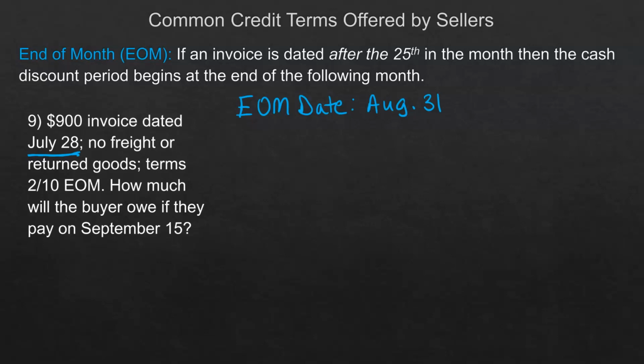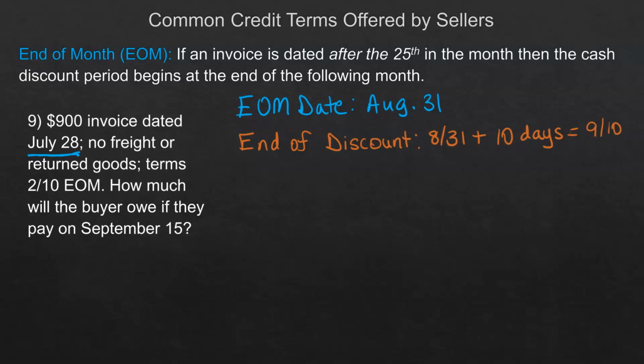Okay, now this one says it's $900 and the terms are 2/10 EOM. How much will the buyer owe if they pay on September 15th? Well, September 15th is going to be, let's see, after our end of discount. So end of discount is August 31st plus 10 days. So we're going to be at September 10th, right?